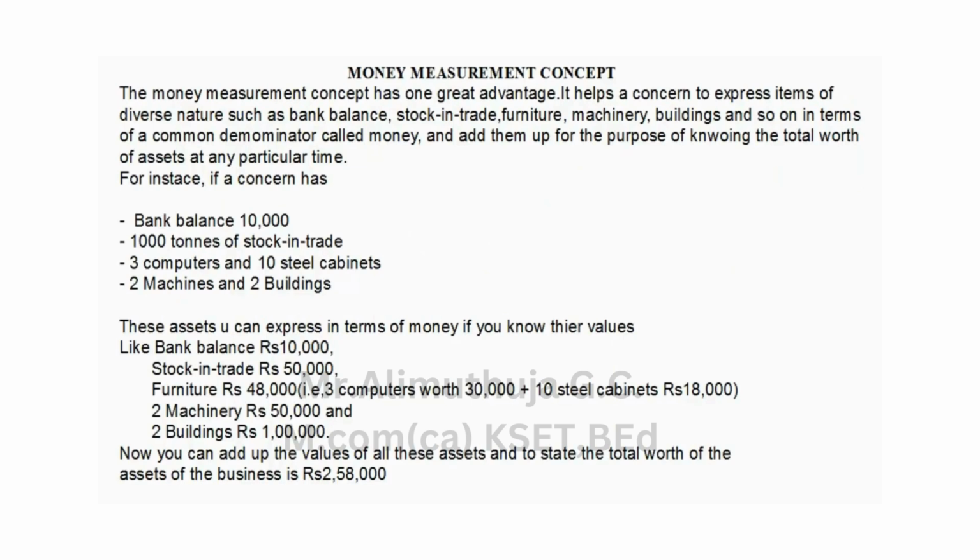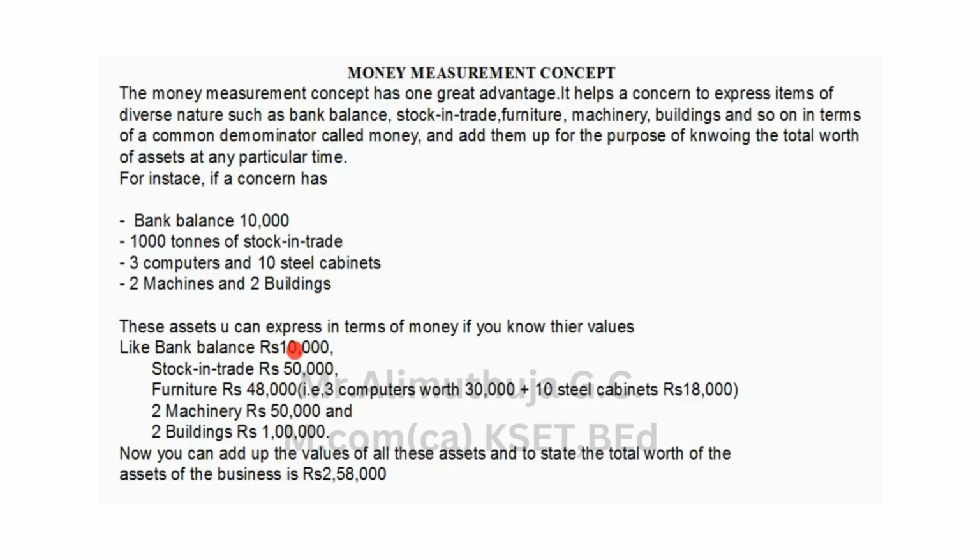Now, the money measurement concept has one great advantage: it helps a concern to express items of diverse nature, such as bank balance, stock, machinery, buildings and so on, in terms of a common denominator called money, and add them up for the purpose of knowing the total worth of assets at any particular time. For instance, if a concern has a bank balance of rupees 10,000, 1,000 tons of stock in trade, 3 computers and 10 steel cabinets, 2 machines and 2 buildings, how can you express them together? It is only possible through money. That's why the concept is called the money measurement concept.